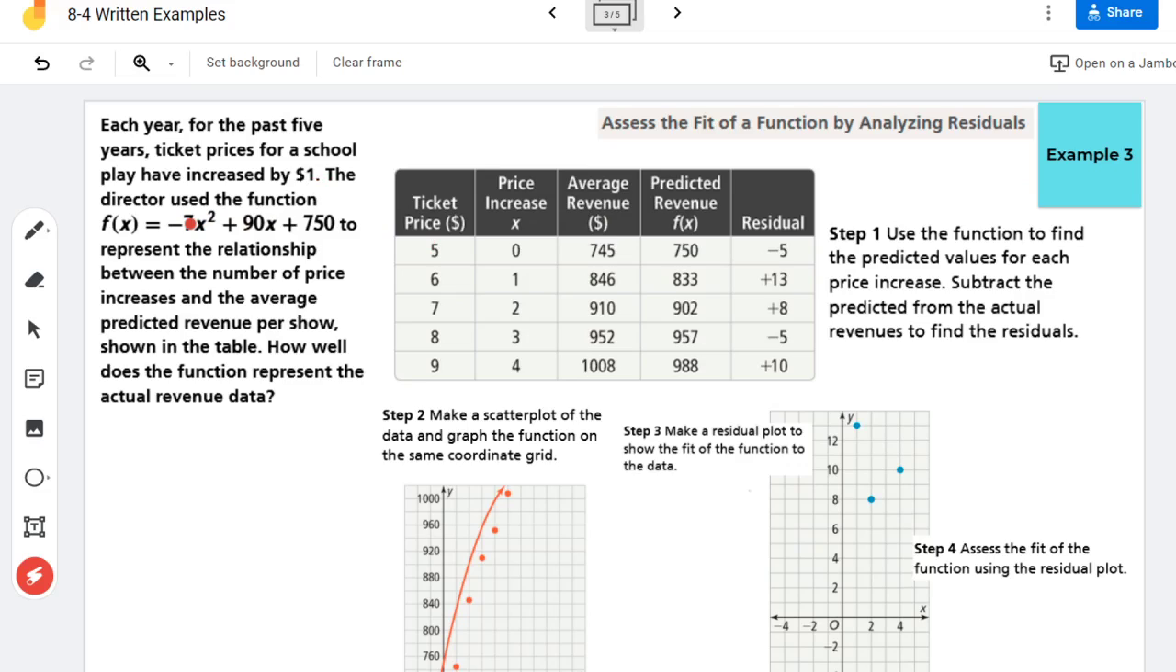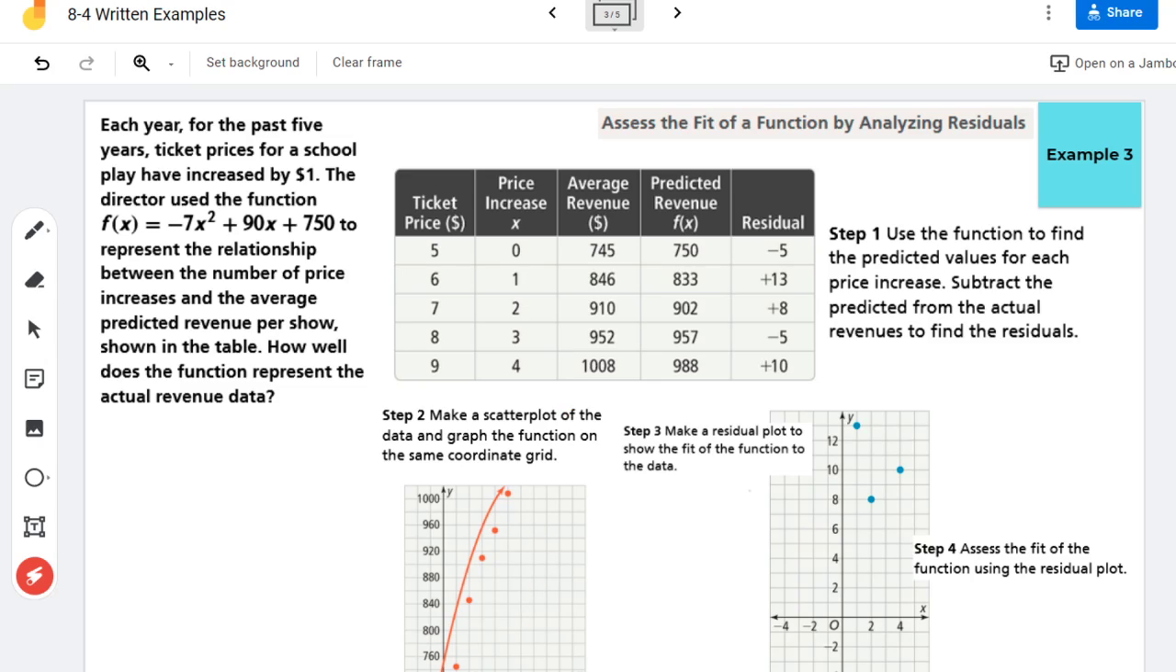In today's video, I'm covering example 3 from section 8-4 in the SavvasRealize Algebra 1 textbook. The goal of today's video is to assess the fit of a function by analyzing the residuals. That sounds hideous, doesn't it? So let's talk about what that means.